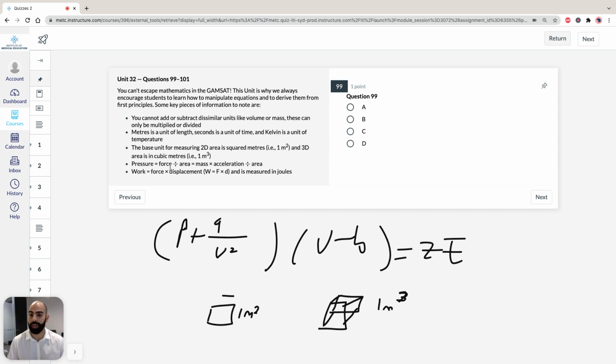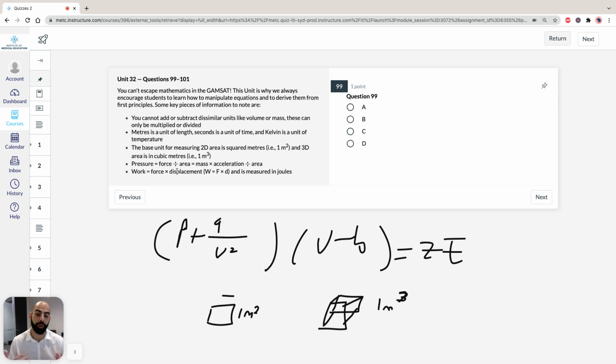Also, pressure. We know that pressure equals force divided by area, and we know that force can be represented as mass times acceleration. So pressure can be represented as mass times acceleration divided by area. And finally, work. This is going to be more relevant for question 101. Work equals force times displacement of an object, so it can be represented as W equals F times D, and it's also measured in joules. So keep that in mind.